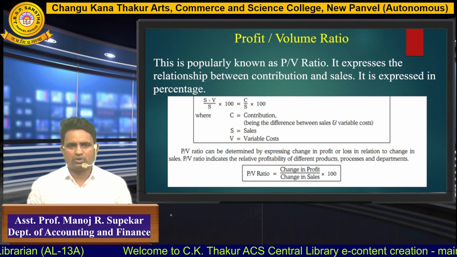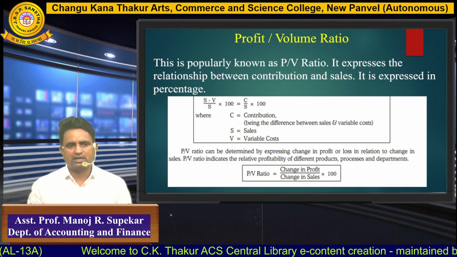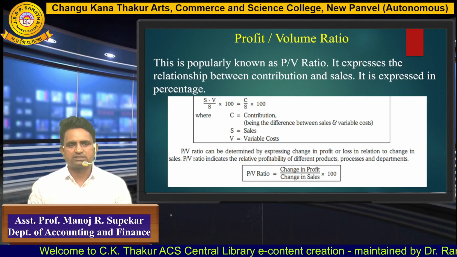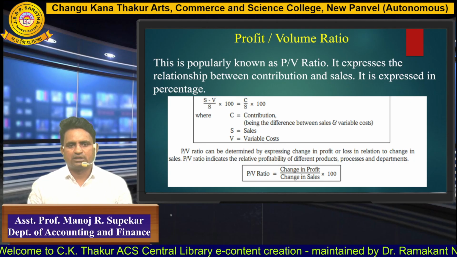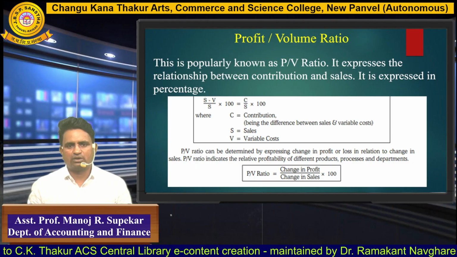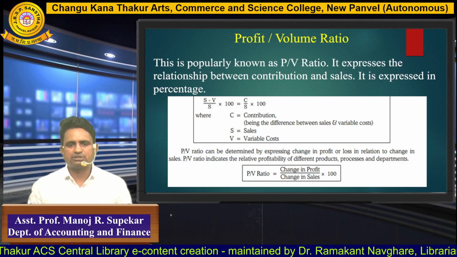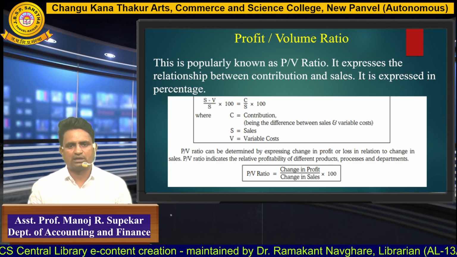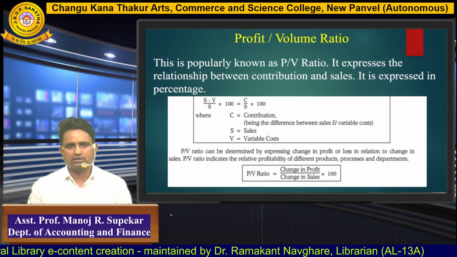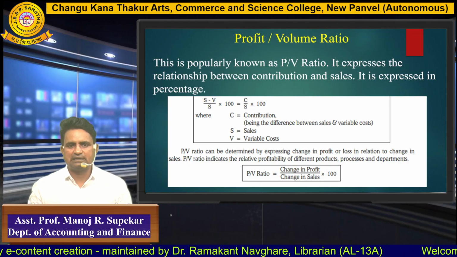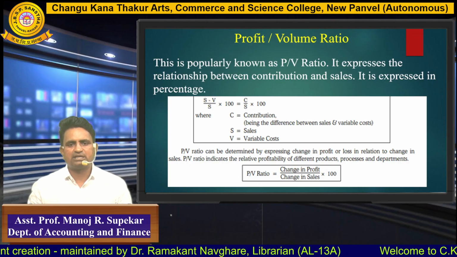Yeah, there is one more formula. Suppose the organization has been given two years' profit and two years' sales, then you can use the second formula of PV ratio, that is change in profit upon change in sales into 100. With the help of this formula, you can finally calculate the percentage of profit.